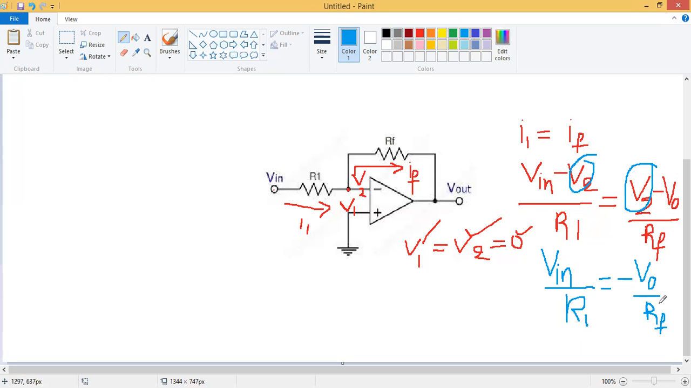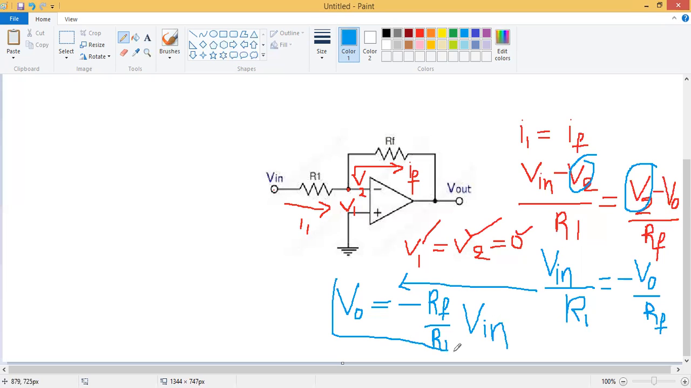So we are going to find the output voltage expression first, then we will write the equation for the voltage gain of the inverting operational amplifier. First we will write the equation for output voltage V0. From this equation we may write the output voltage V0 equals minus RF by R1 into Vin. Okay, this is the output voltage expression.